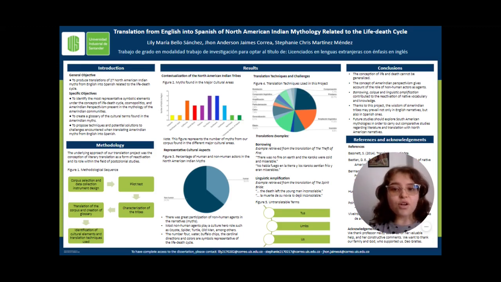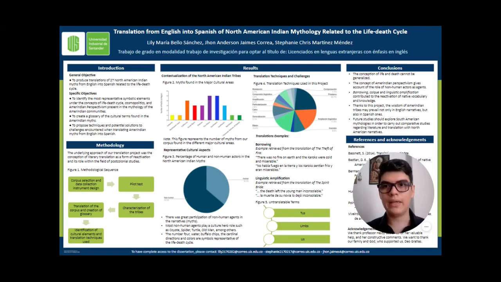In this sense, non-humans such as coyote, spider, and turtle play the role of a culture hero, that is to say, a character that contributes to the benefit of humans, animals, plants, and the like. Lastly, the most representative symbols related to the life-death cycle found in this corpus were the water, the cardinal points and colors, buffalo chiefs, and the number 4.